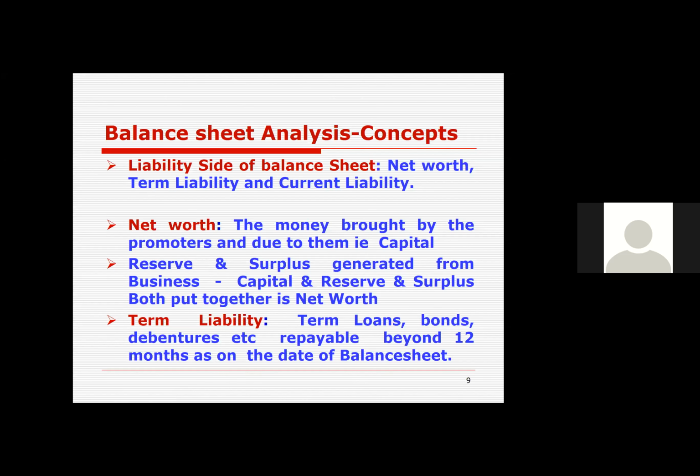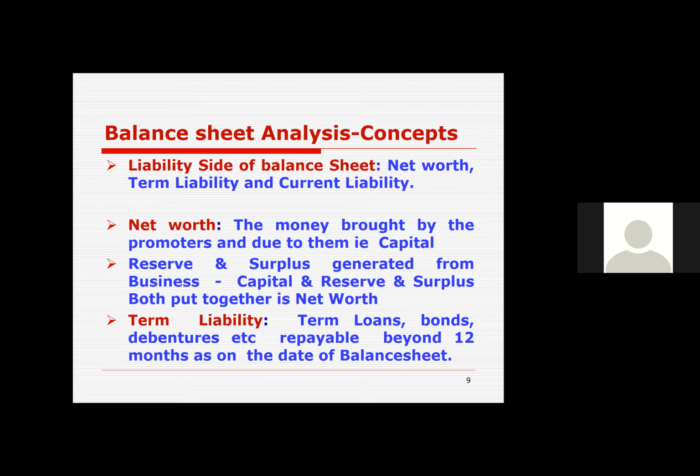So don't confuse tangible net worth with reserves and surplus. Tangible net worth is capital plus reserves and surplus. Reserves and surplus is generated from the business. So capital and reserves and surplus both put together is net worth. So tangible net worth is capital plus reserves and surplus.